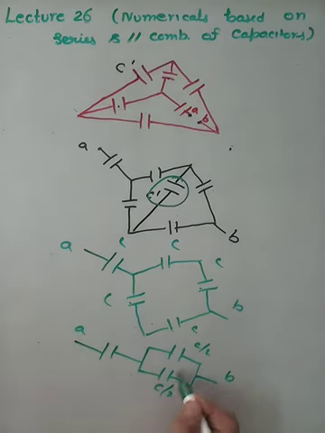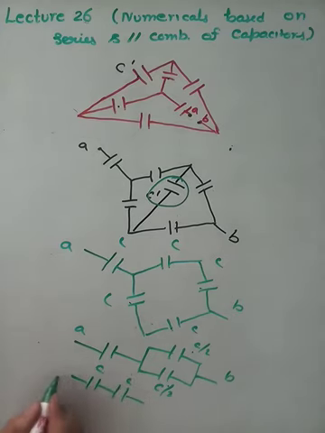Now these two are in parallel. C by 2 and C by 2 is C. Therefore we get C, C. This point is A, this point is B. These two capacitors are connected in series. Therefore the equivalent will be C by 2. Therefore the answer of this combination is C by 2.